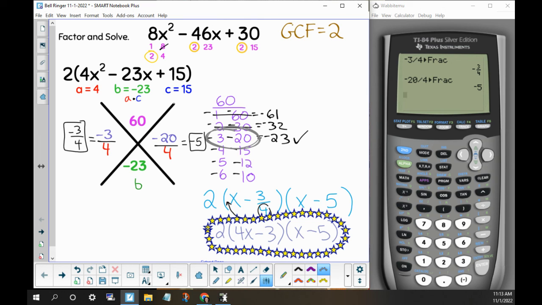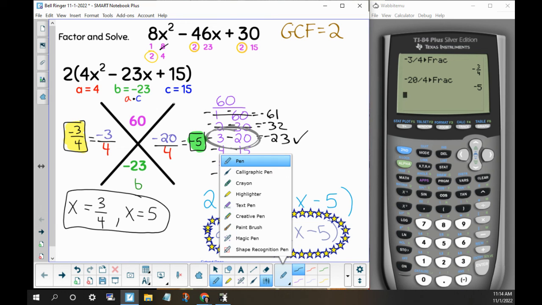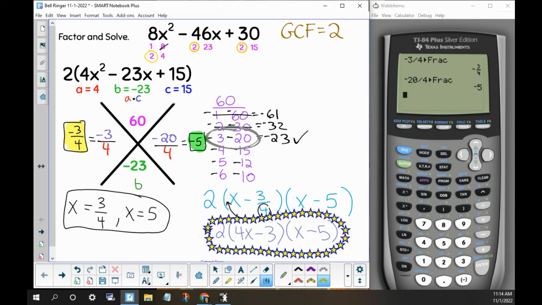Now, we need to also solve this. An easy way to solve this is as follows: just take these two numbers right here, and I'm going to highlight them, and just flip the sign. All right. So we got x equals 3 over 4, and we got x equals 5. And that form right there is how you solve it.